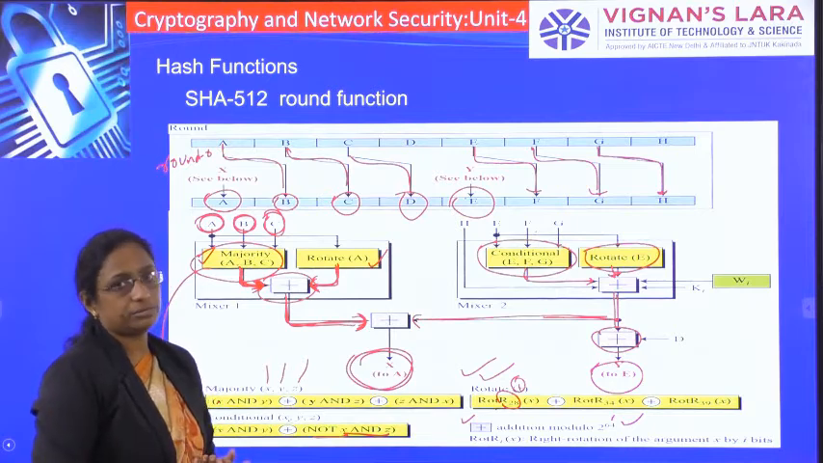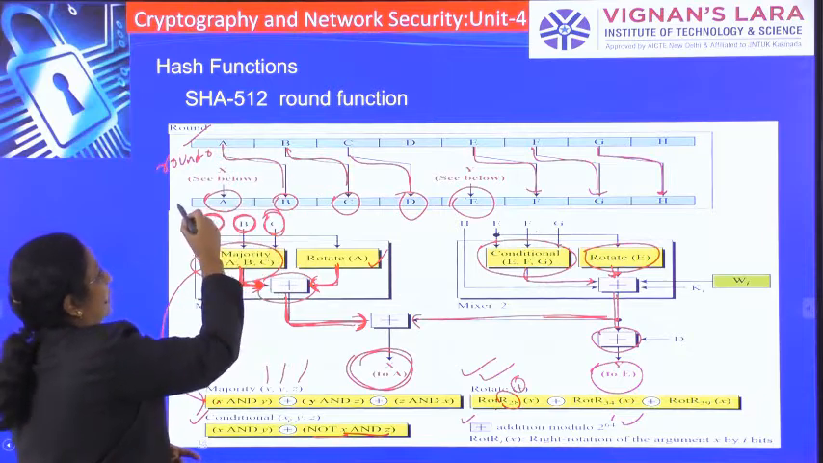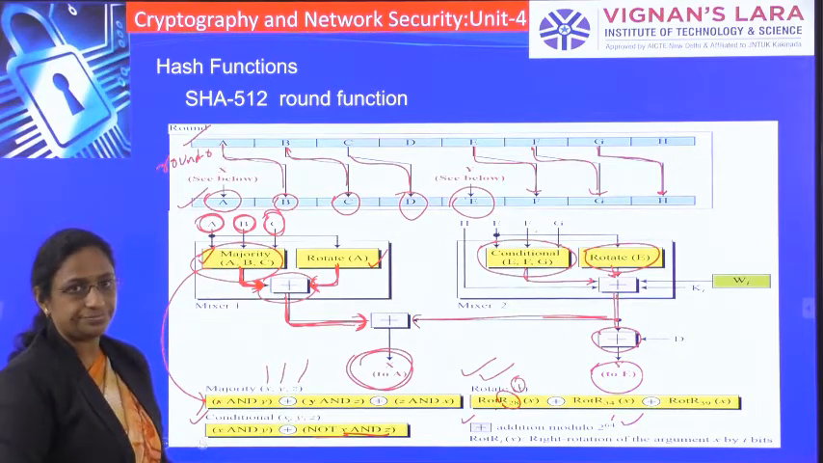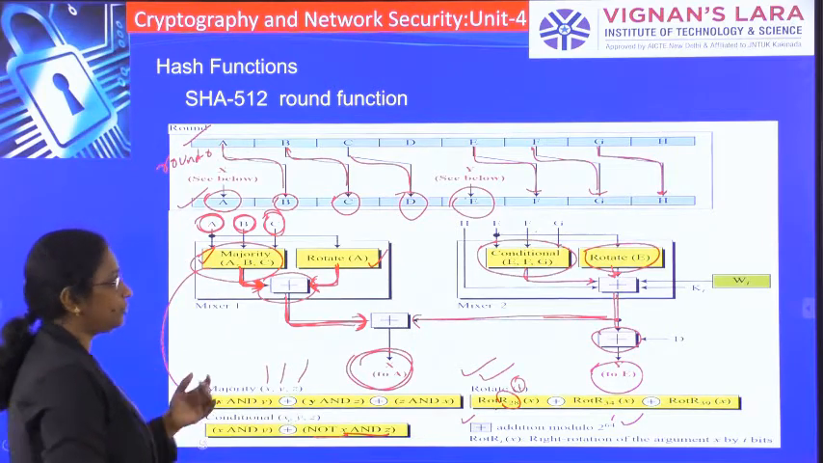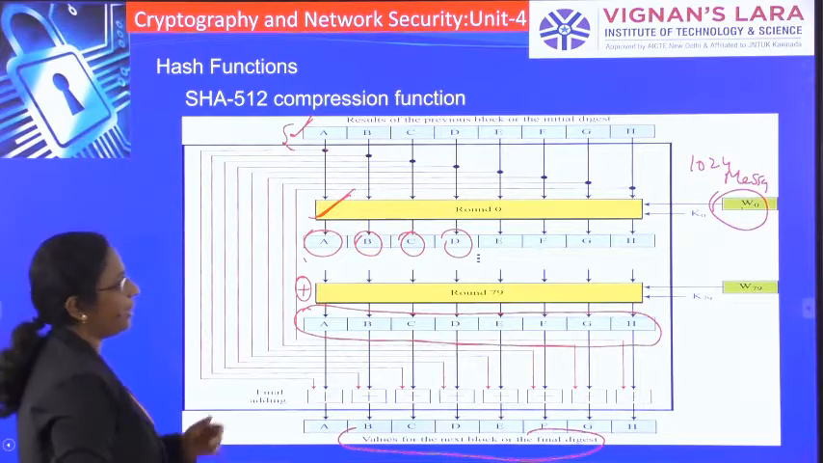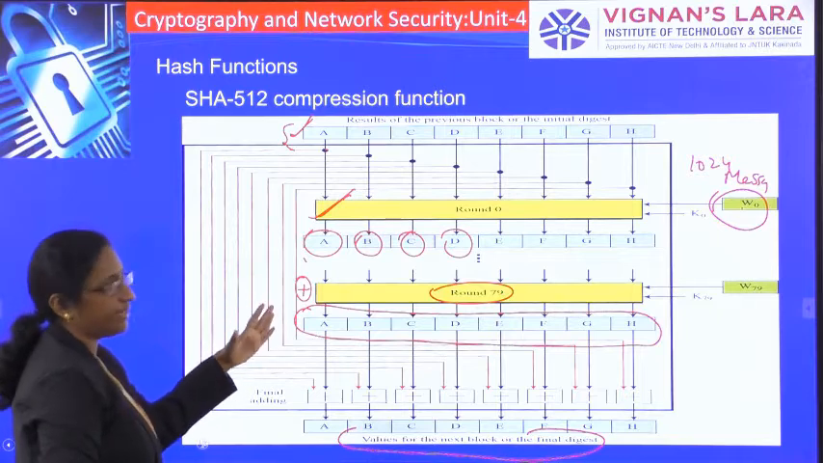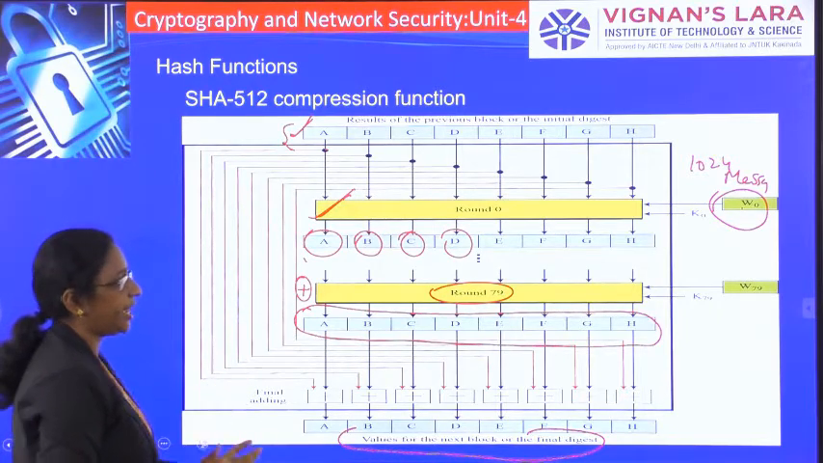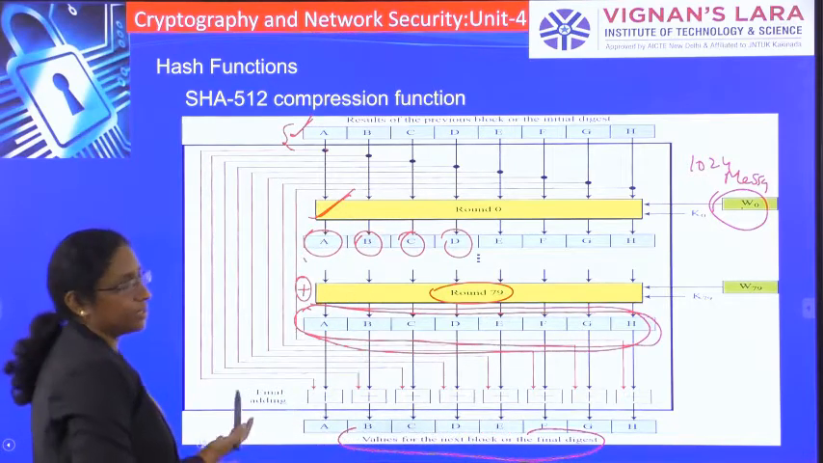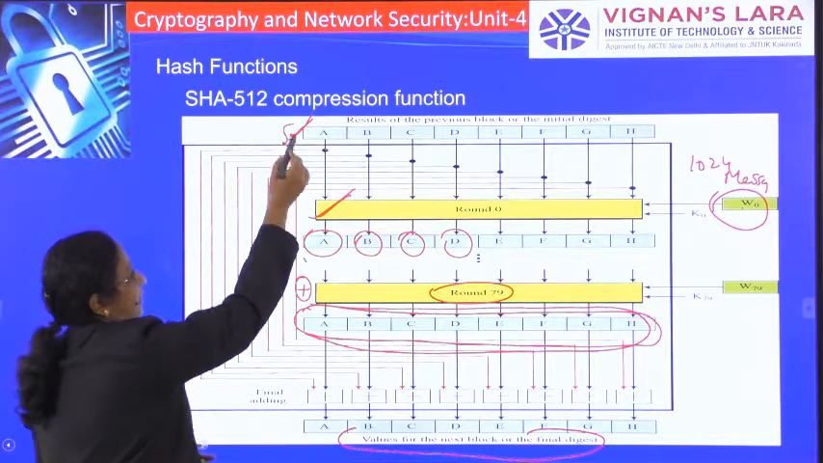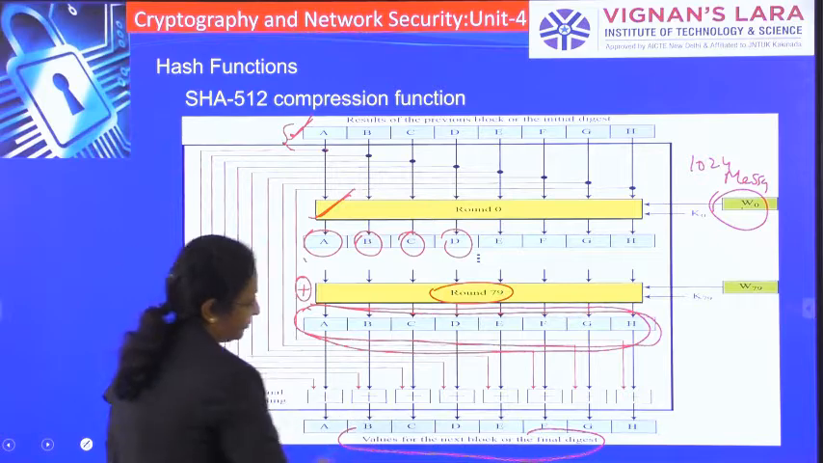In that way, after going through the rounds, these will be your previous round value, and this will be your new 512-bit value. So it will go through all the rounds, through 79 rounds. After going through the 79 rounds, whatever final A, B, C, G, H values you get will be XORed with the previous register values. So finally you will be getting these values.